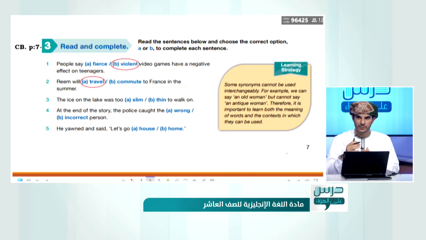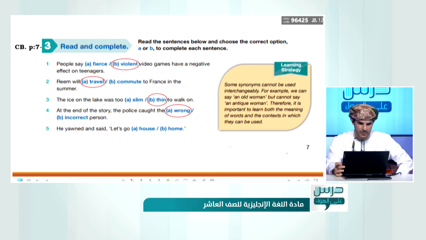When you go from home to work, from your house to your work, you can use the word commute. But with travel, you travel from a country to another country. Okay. Number 3, thin, because slim we usually use with people.